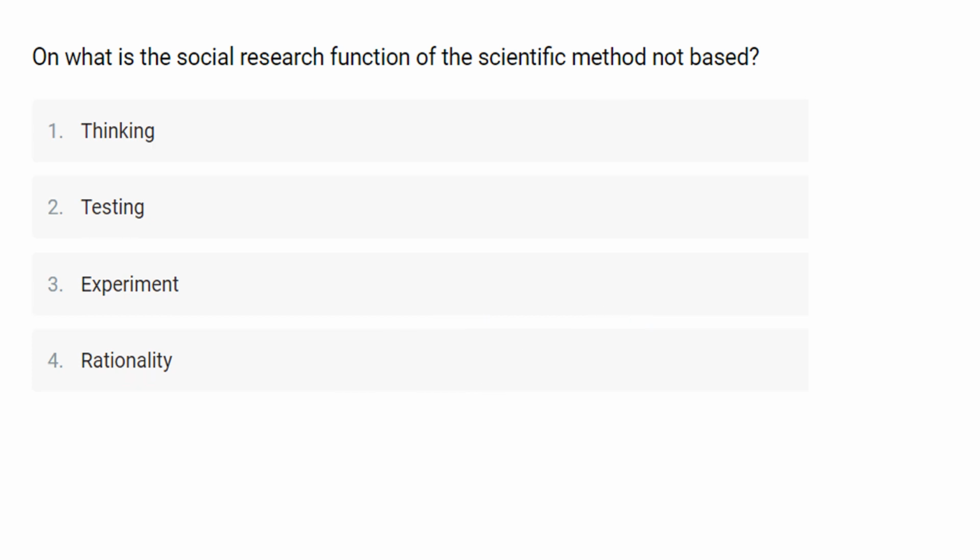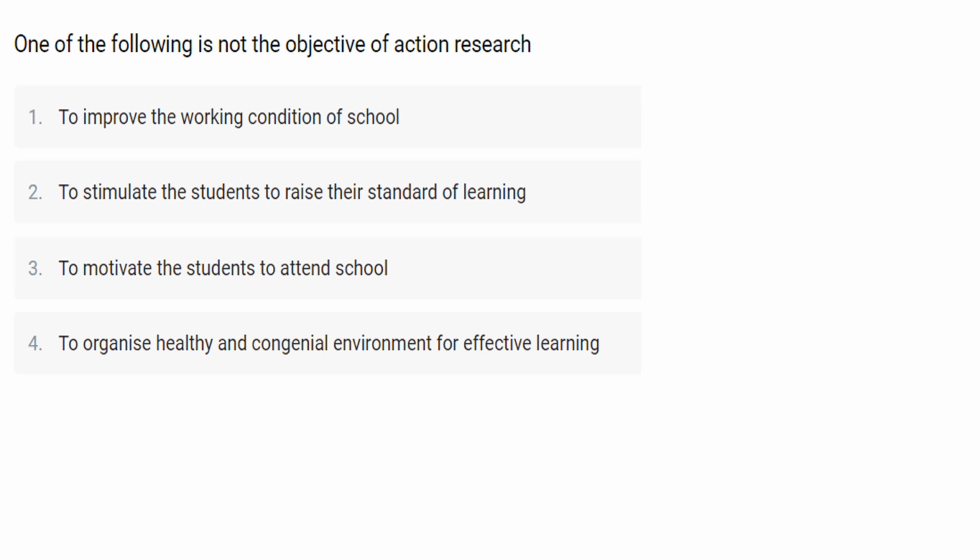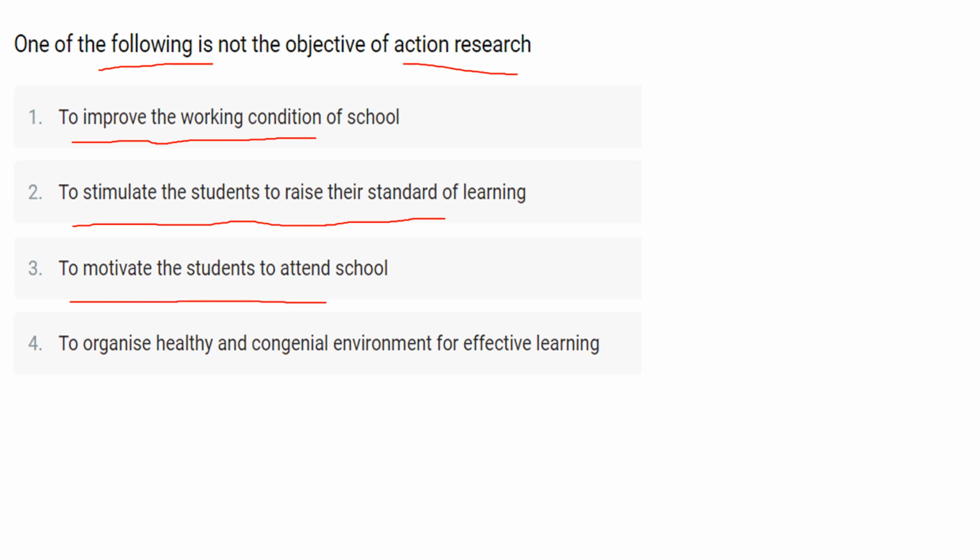So as I said, the social research function of scientific method is not based on the thinking. That means the correct answer is option number 1. One of the following is not the objective of action research. So here in this question they ask you, which of the following is not the objective of action research, for which the first option is to improve the working condition of the school, second one is to stimulate the student to raise their standard of learning, third one is to motivate the student to attend school, and the last one is to organize the healthy and congenial environment for effective learning.